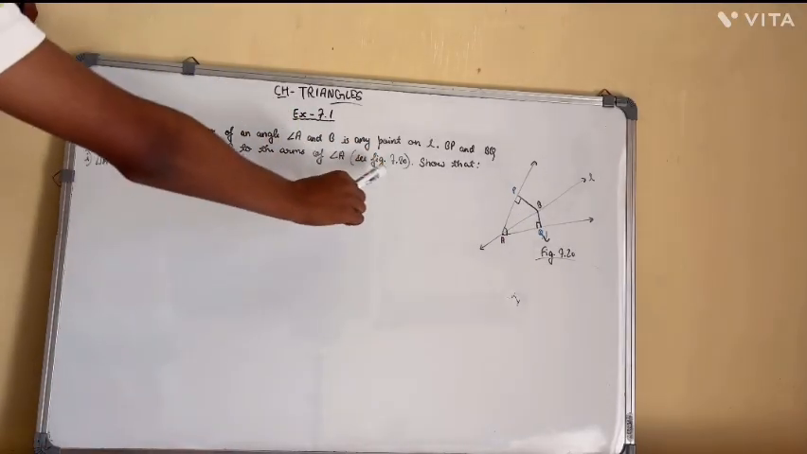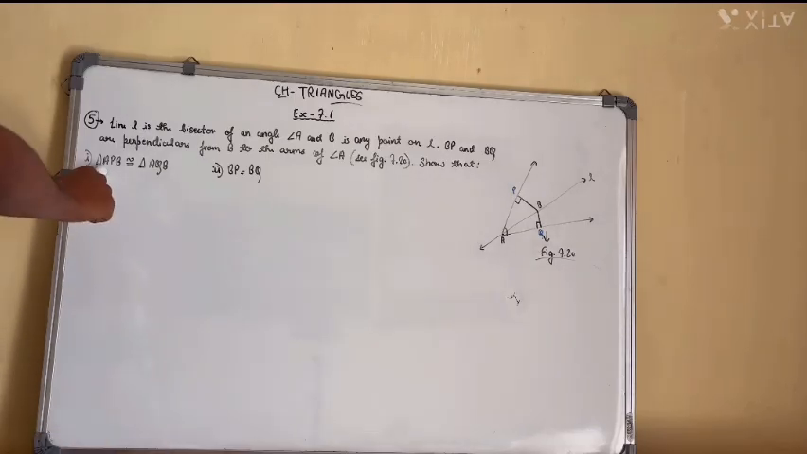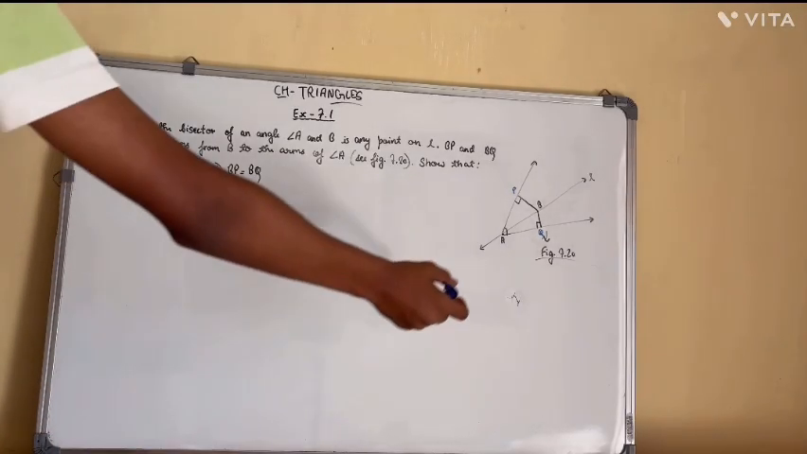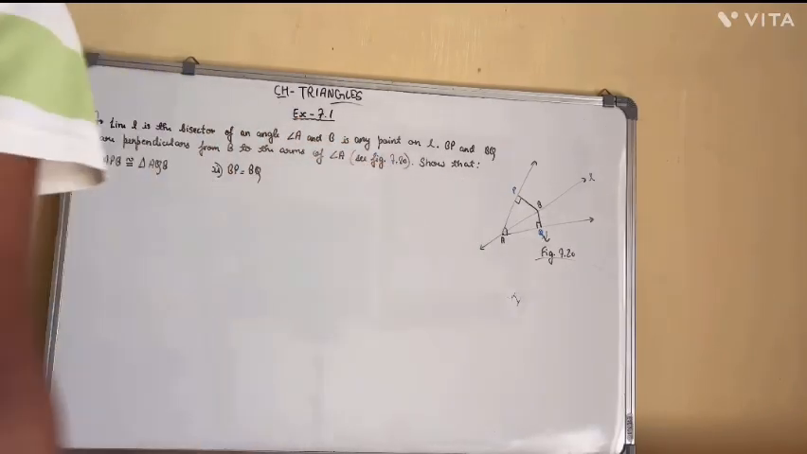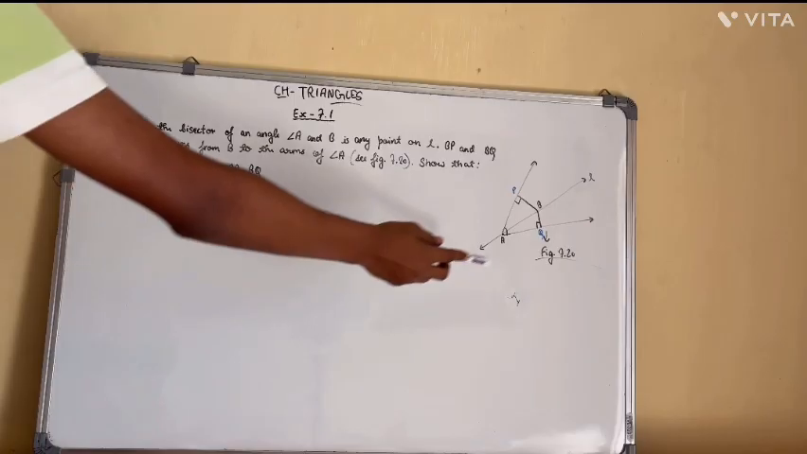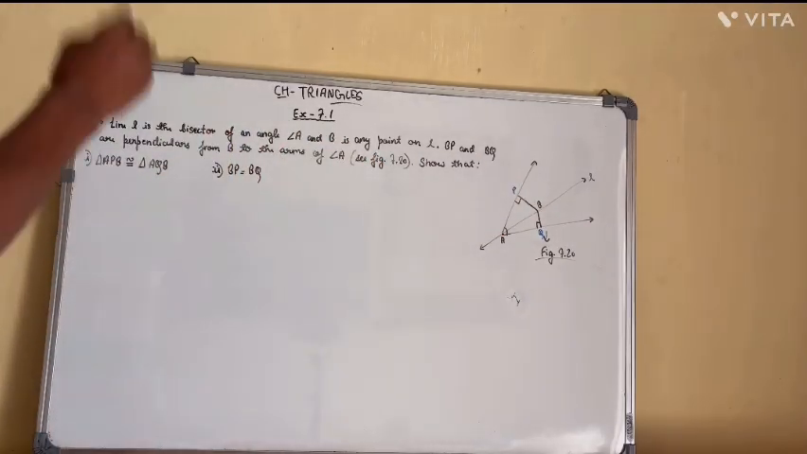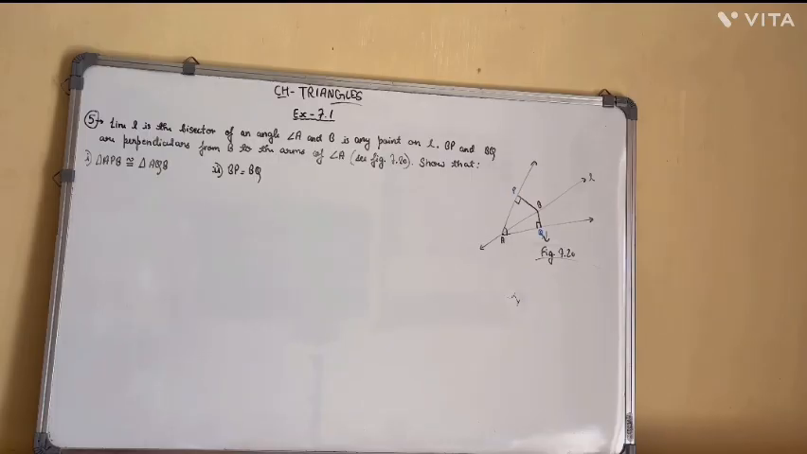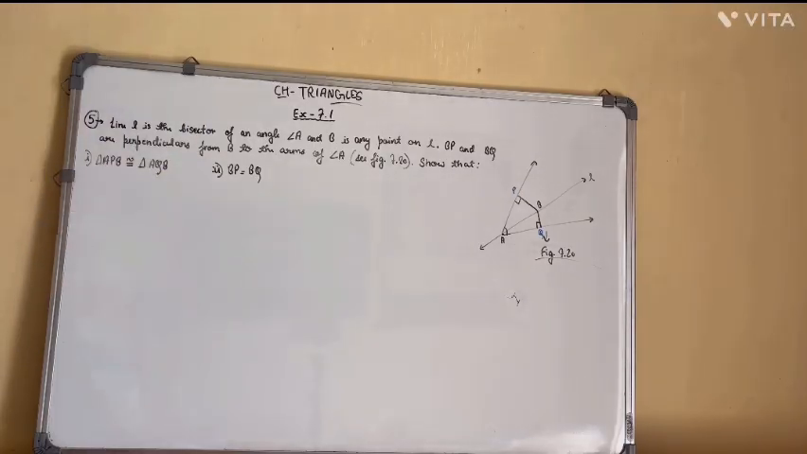So we have to show, means we have to prove two things here. First, triangle APB is congruent to triangle AQB. Means this triangle is congruent to this triangle, and BP is equal to BQ. These two perpendiculars BP and BQ are equal, that we have to show in this question. So firstly we will prove this and then this. So I am solving this. You can write in your notebook.